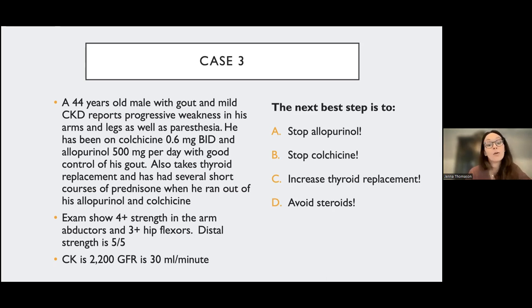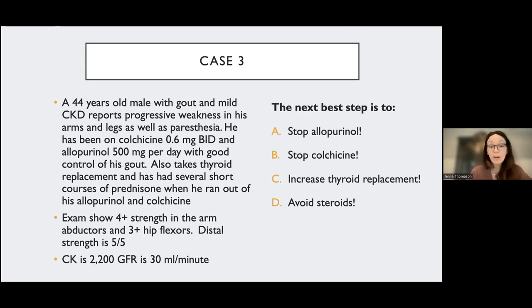So they also have an axonal polyneuropathy. And that portion may be asymptomatic, or they may have mild sensory changes. This is a rare side effect of colchicine. And thankfully it resolves when you stop the colchicine. Allopurinol is not associated with this adverse effect.